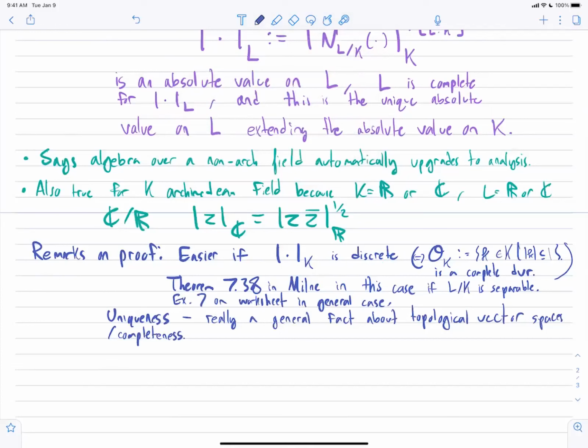An absolute value is in particular just a norm on a finite dimensional vector space over this complete field. And it turns out that if you have a finite dimensional vector space over a complete field, it has a unique structure as a topological vector space. Some of this is a different incarnation of algebra automatically upgrading analysis. A finite dimensional vector space is an algebraic object, but if you're over a complete non-Archimedean field, you can automatically equip it with a unique topology as a topological vector space. And that topology can be given by some norm.